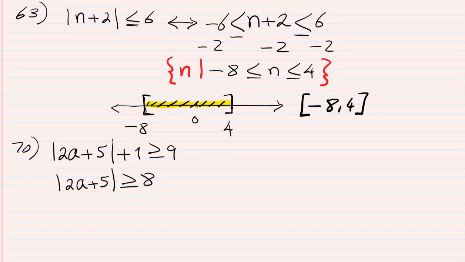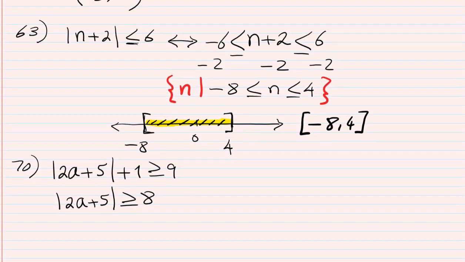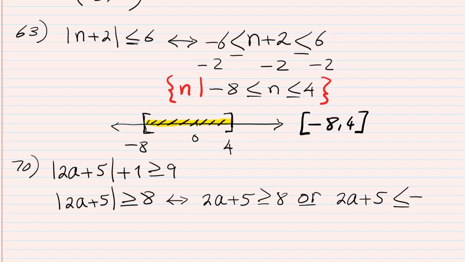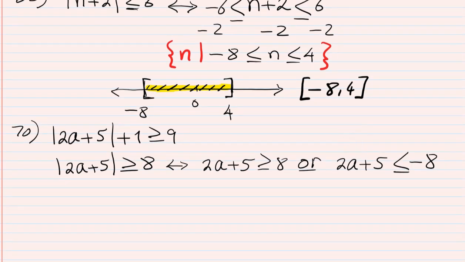Therefore, let's rewrite this one now. We can rewrite this as 2a plus 5 is greater than or equal to 8. Okay, that means above 8 units, 8 units, if you will, away from 0. Or 2a plus 5 could be less than or equal to -8. See that? That means over 8 units on the left side, doesn't it? Let's solve each of these.